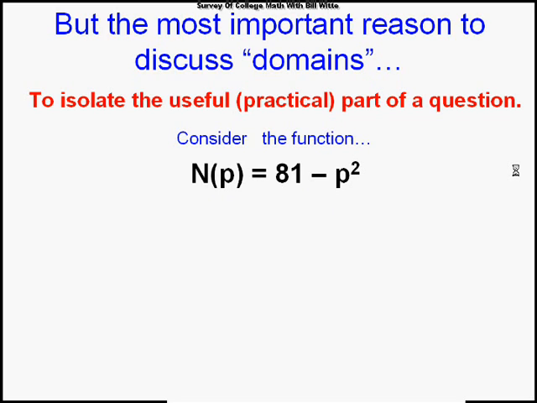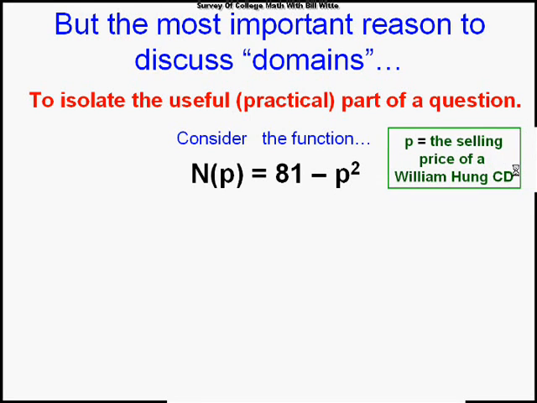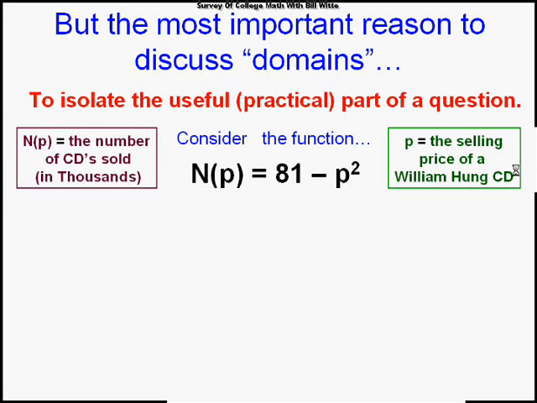Consider the function n of p. It's something we're doing to p. Well, p is going to be the selling price of a CD by Mr. William Hung. You may have heard of him. He's not that good, but some people like to buy it for people as a joke. So you're trying to sell this thing, and you're going to set the price, p. And n is going to measure the number of CDs sold in thousands.